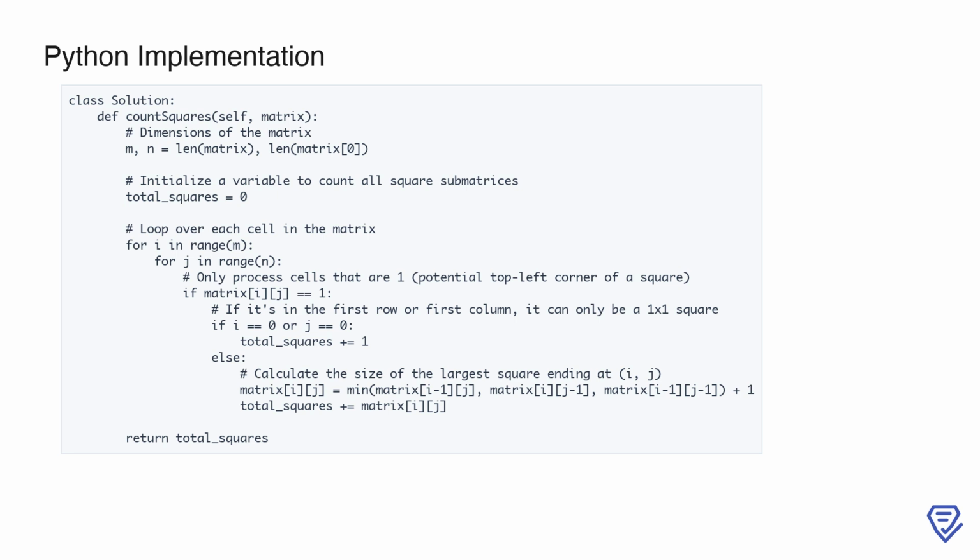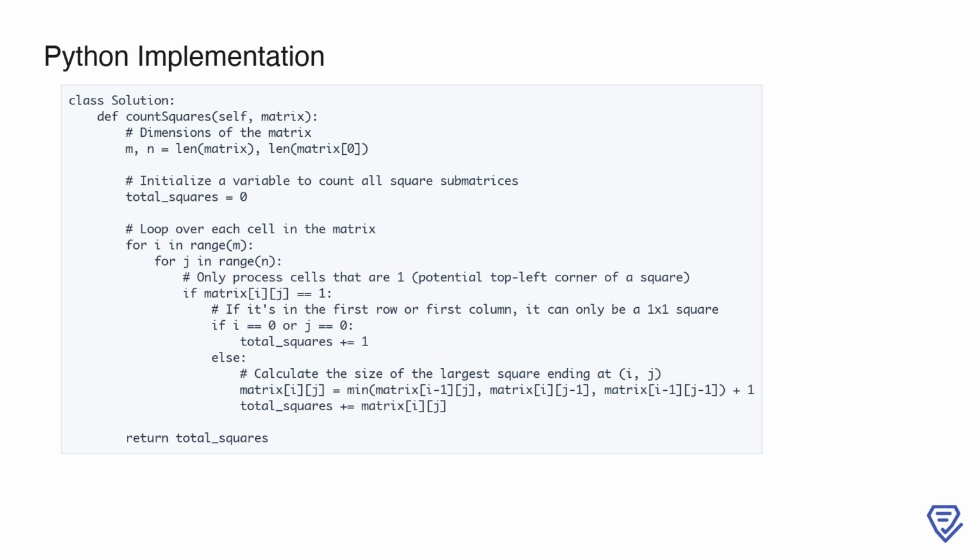This implementation solves the problem by using a dynamic programming approach. The main idea is to calculate the size of the largest square submatrix ending at each cell (i, j), and sum up these sizes. The function begins by determining the dimensions of the input binary matrix using m and n. A variable total_squares is initialized to 0 to keep track of the total count of square submatrices. The algorithm iterates through each cell in the matrix.